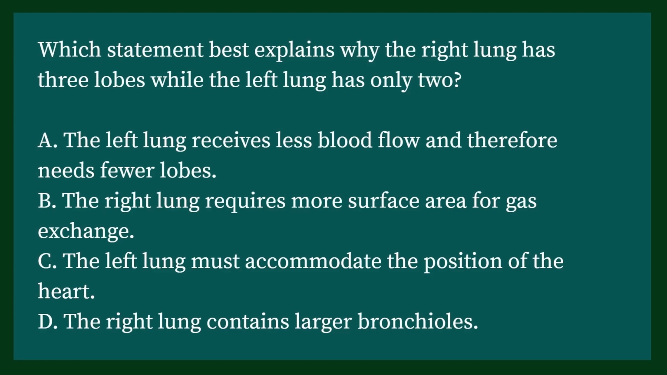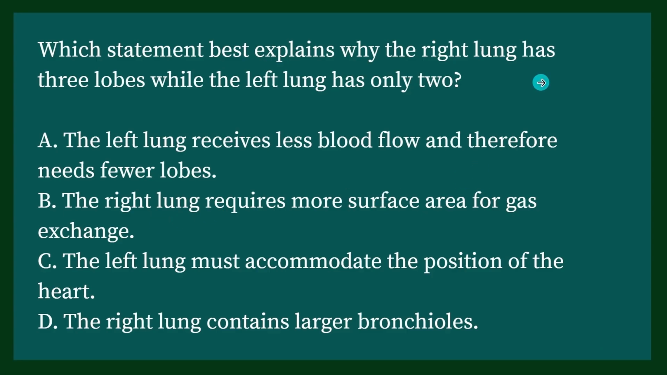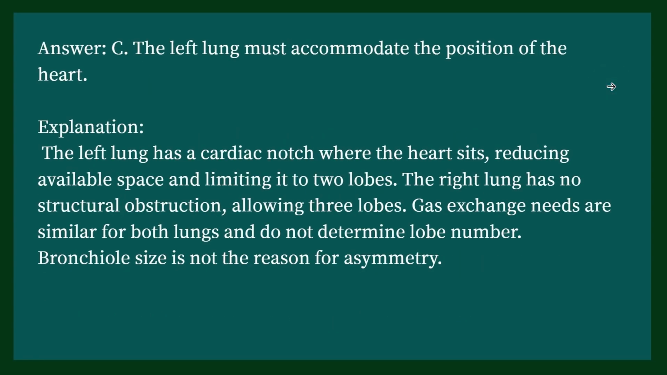I think that the best answer is C because I've never heard of that. And requiring more surface area, I don't think that's true. So C would be the correct answer. The left lung must accommodate the position of the heart. The explanation is the left lung has a cardiac notch where the heart sits, reducing available space and limiting it to 2 lobes. The right lung has no structural obstruction, allowing 3 lobes. Gas exchange needs are similar for both lungs and do not determine the lobe number. Bronchial size is not the reason for asymmetry.